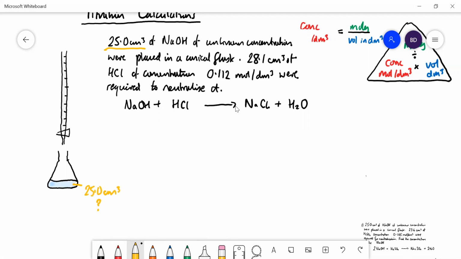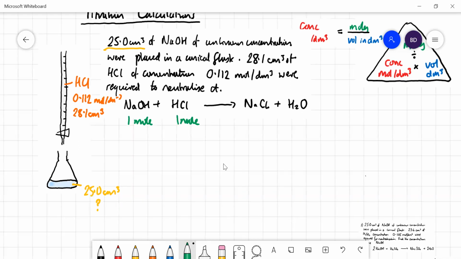In the burette, we put in hydrochloric acid, and the concentration that we do know is 0.112 moles per decimeter cubed. And we know what volume of that we need. We need 28.1 centimeters cubed to neutralize it. Now let's look at the equation. The equation shows us that for every 1 mole of sodium hydroxide, we are going to need 1 mole of hydrochloric acid. So it's quite straightforward, this one, a 1-to-1 ratio.